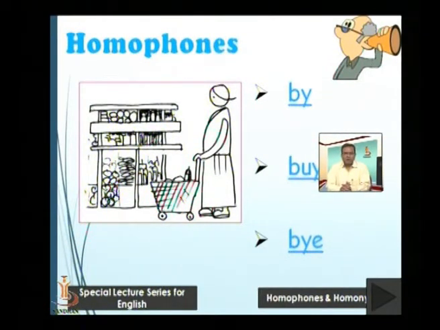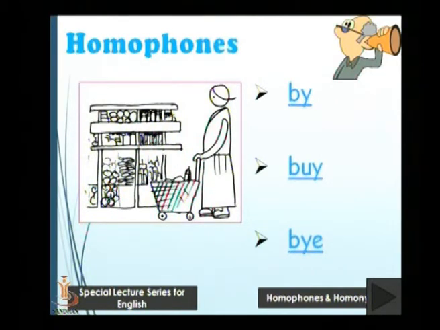Then there are 3 more words. By, buy, and bye. By is used as a preposition. This crime was committed by him. You are referring to an agent in the sentence. Who did it? This letter is written by me. So who has done this? This by is used in passive voice mostly. When the sentence in active is transformed into passive voice, we use by.